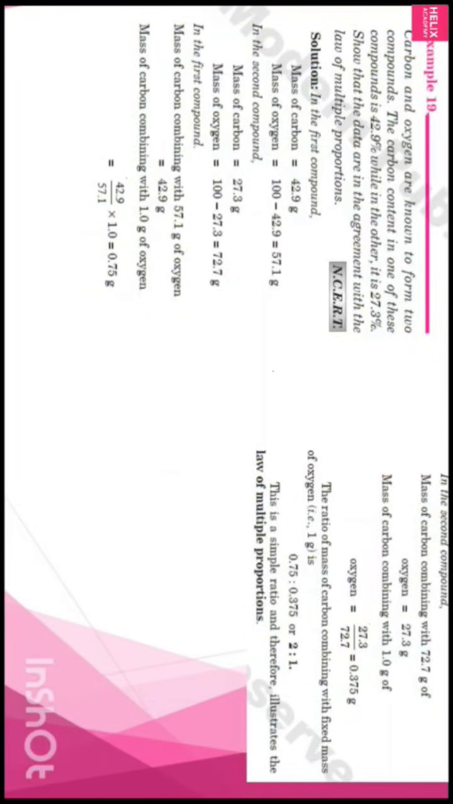Next. Now the next question is: carbon and oxygen are known to form compounds. The carbon contained in one of these compounds is 42.9%, while in the other it is 27.3%. Show that the data agree with the law of multiple proportions. For the law of multiple proportions, we have to find their ratio.